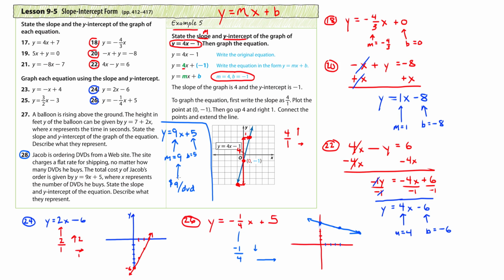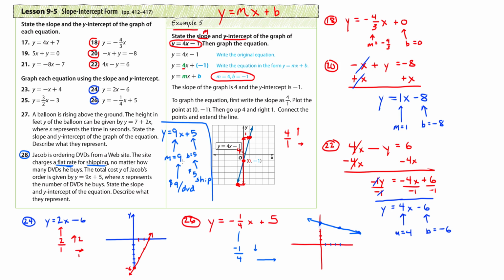So they're $9 a piece. And then there's an extra $5 on this. So that's $9 times how many DVDs I get, and then there's a $5 add-on, and that's this shipping stuff. So this represents that it costs $5 to ship it. You don't pay $5 for each DVD. It's a flat rate, just a one-time $5 to ship it. So it's $9 per DVD and then $5 to ship.